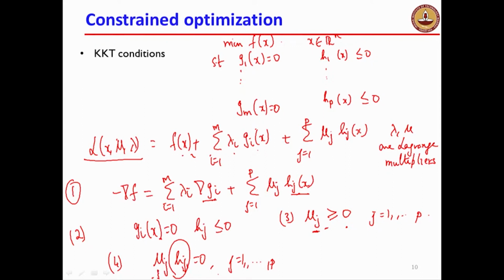If the constraint is active, h is equal to 0, what value can mu take? It can take any non-negative value. It can take positive or negative, but cannot take 0. That anyway is ruled out from the non-negativity condition over here.